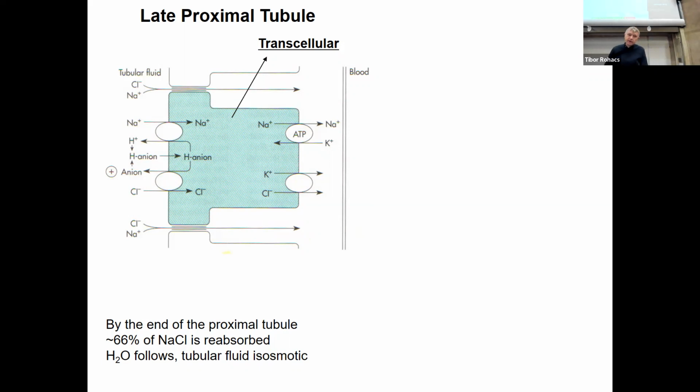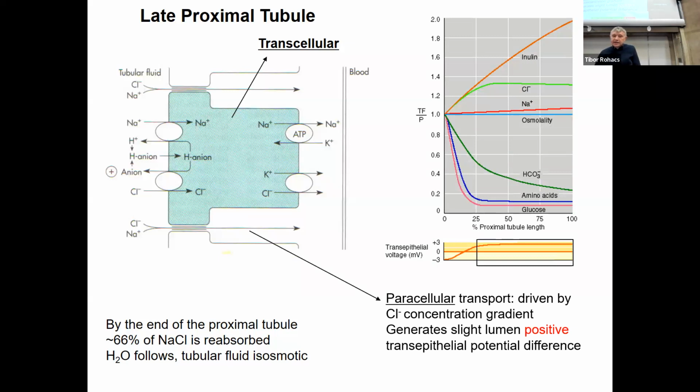This is an additional mechanism. And as I mentioned in the previous slide, since you have chloride accumulated, you develop a driving force for chloride, a chemical driving force. So chloride will diffuse through these tight junctions, and the lumen will be slightly positive. And the slightly positive lumen will actually drive the absorption of sodium. So eventually sodium and chloride will go through these tight junctions, adding to the reabsorbed sodium.